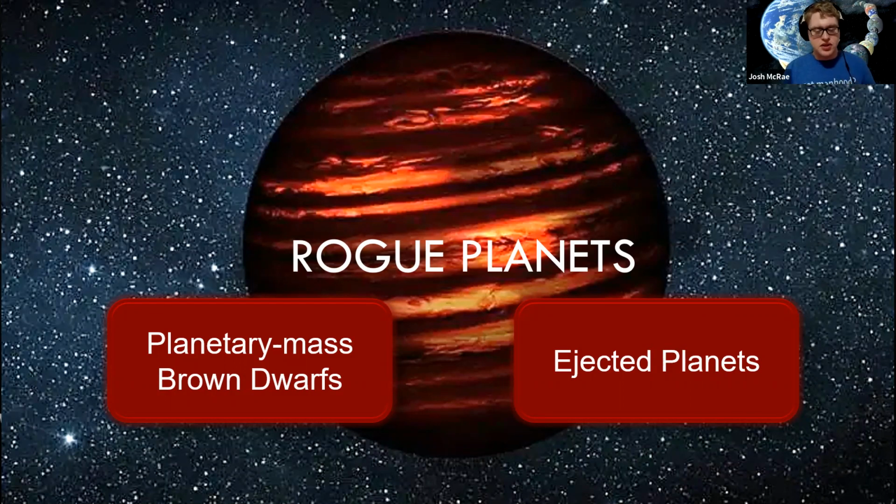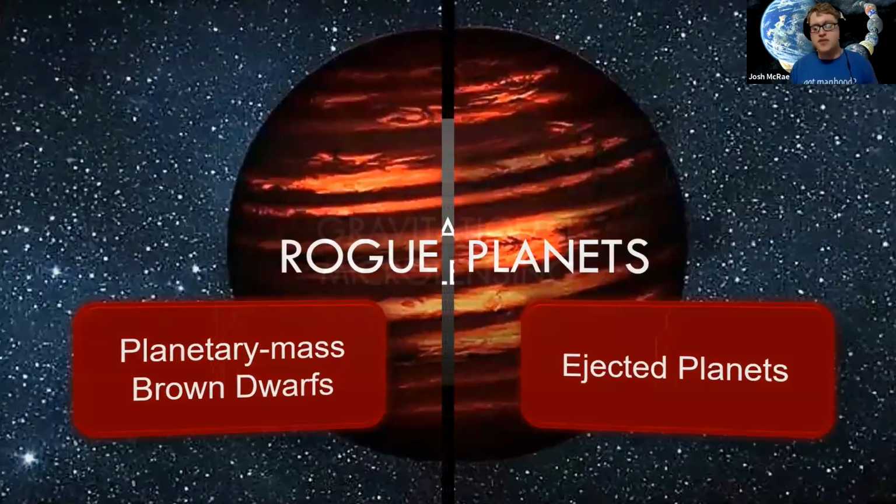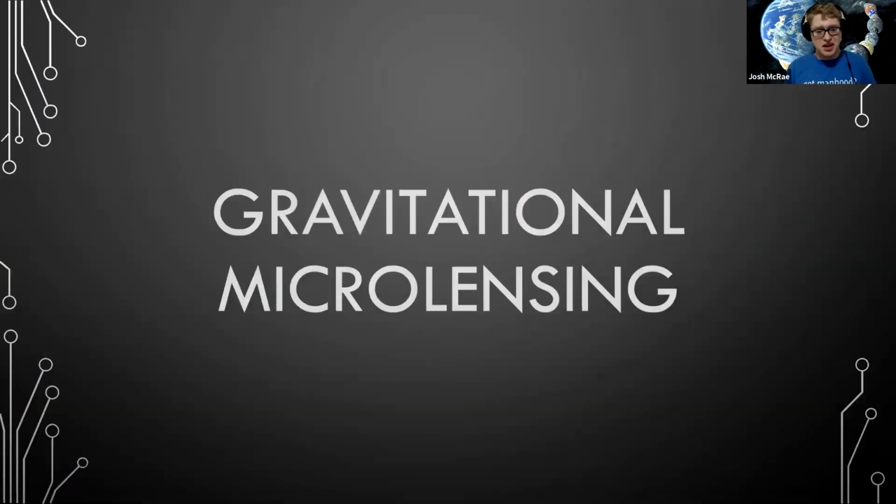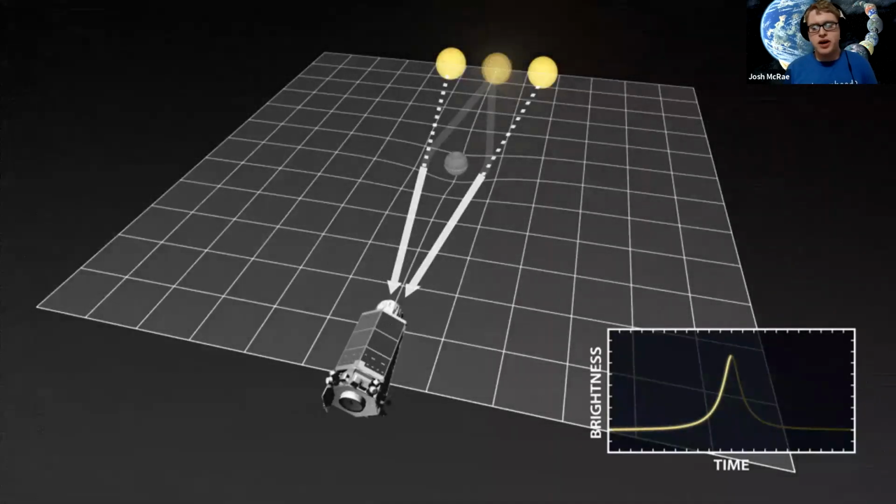Now, these planets can seem like they'd be really hard to detect because there's no light that's emitted from them. They're not a star. So how do we detect them? It's through this process called gravitational microlensing. It seems complicated. It's not too bad.